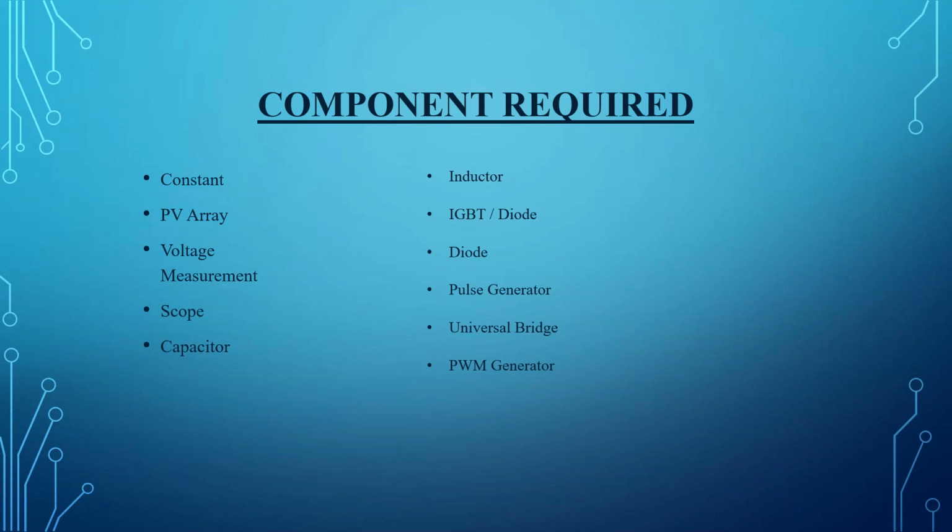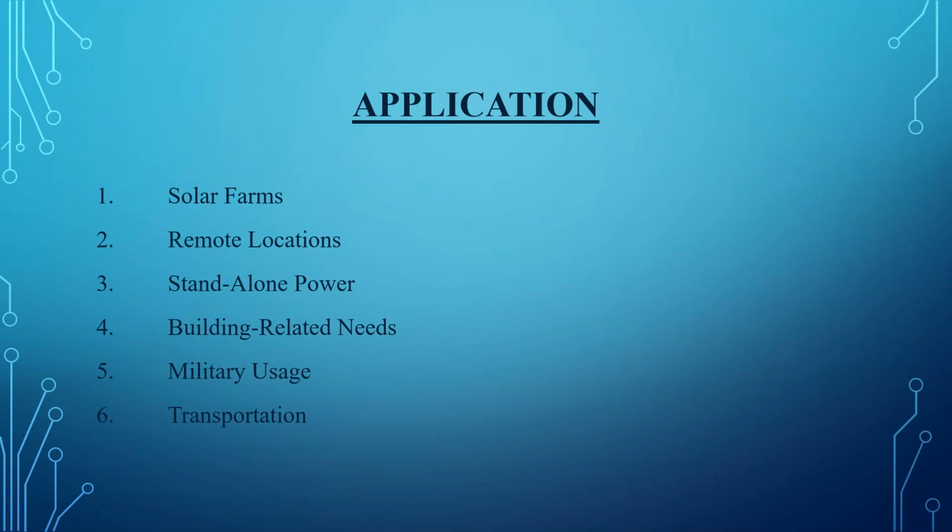Yes, continue, Gourik. My name is Gourik Datta. My college name is Narula Institute of Technology. Today my project part is components required. We have used components to make the project. Components required are constant module, PV array, voltage measurement, scope, capacitor, inductor, IGBT or diode, pulse generator, universal bridge, PWM generator. Our next part will be discussed by my friend Mrinmay Ghosh.